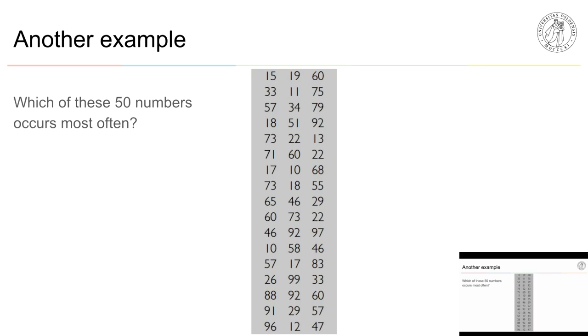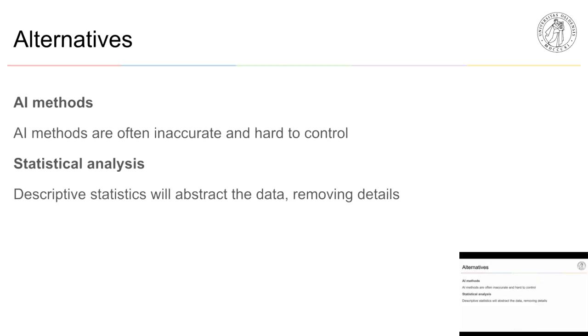So ChatGPT is not known for its counting abilities. So it might give you a good answer, but it might not. And also, every time you ask it, it will give you a new answer. So it can be inaccurate, but also hard to control the output. Another thing you could do is statistical analysis. For instance, descriptive statistics, but this will abstract the data and remove details.